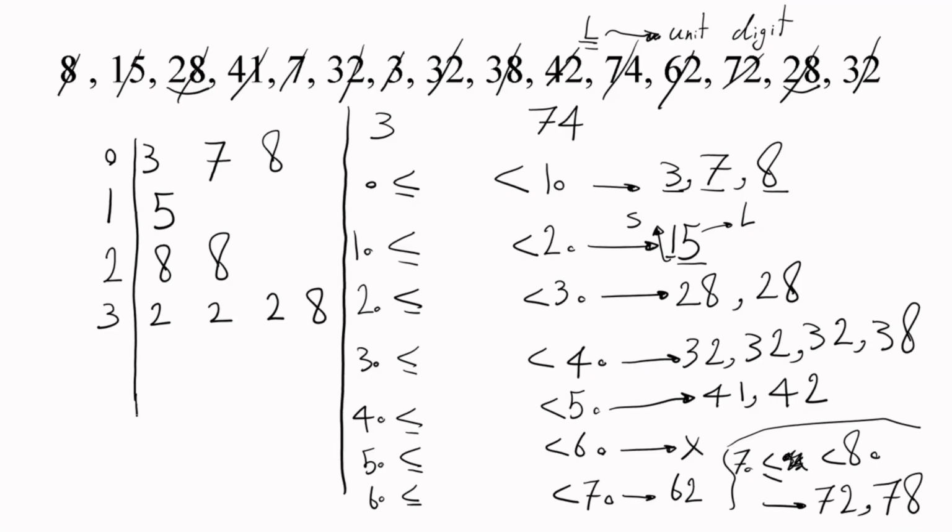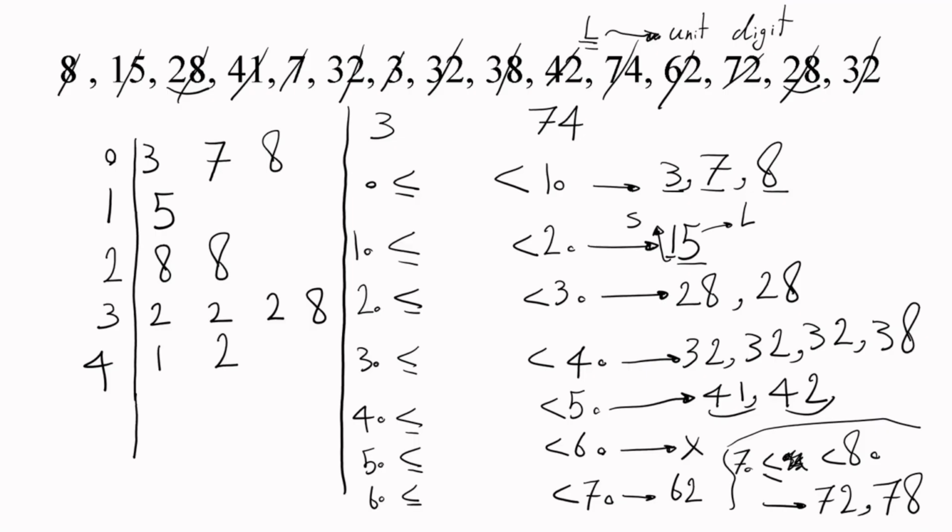Let me separate this part. For the next group of data, between 40 and 50, I have 41 and 42, so the leaves are 1 and 2. For the next group, between 50 and 60, I have nothing.